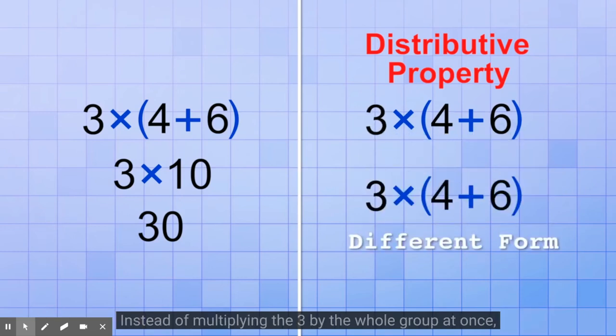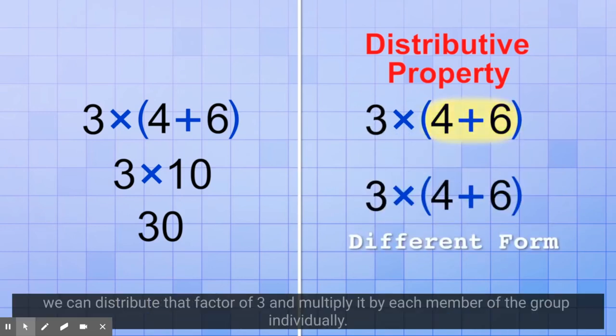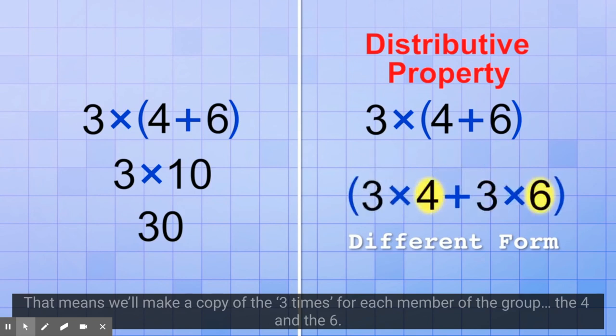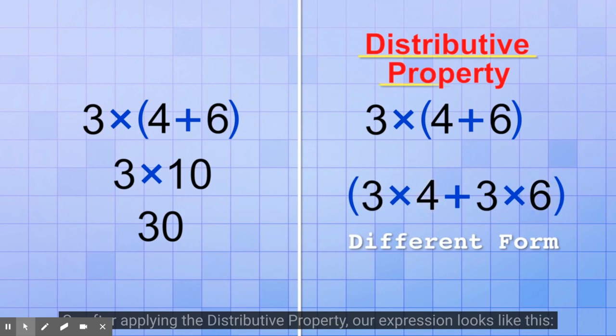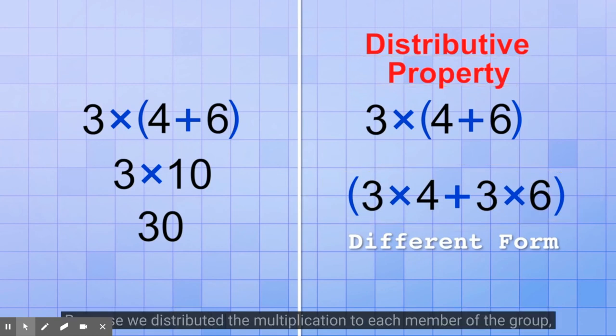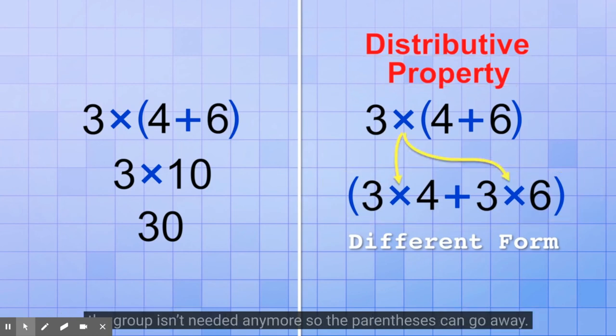Instead of multiplying 3 by the whole group at once, we can distribute that factor of 3 and multiply it by each member of the group individually. That means we'll make a copy of the 3 times for each member of the group, the 4 and the 6. So after applying the distributive property, our expression looks like this: 3 times 4 plus 3 times 6. Because we distributed the multiplication to each member of the group, the group isn't needed anymore, so the parentheses can go away.